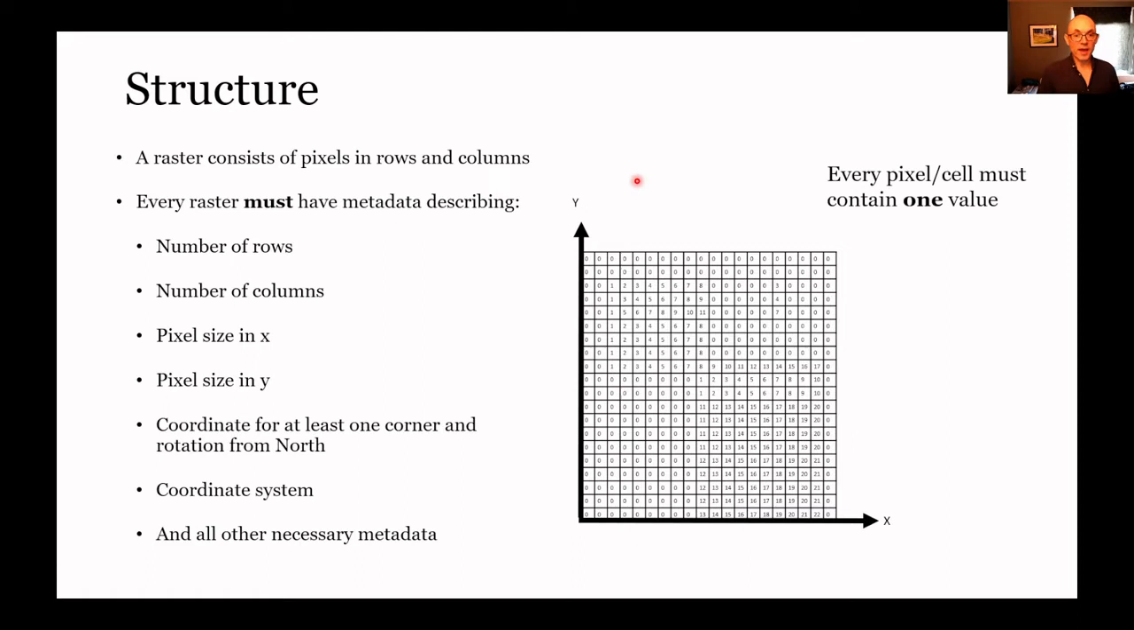Of course, we can get the rotation by having more than one coordinate. We could have two, three, four coordinates, all four corners. That would tell us where our image should lie on the Earth. But we also need, of course, to know what coordinate system is being used. And then, obviously, every other necessary metadata required. Never forget the metadata. Who created this file? What data does it contain? And so on and so forth.